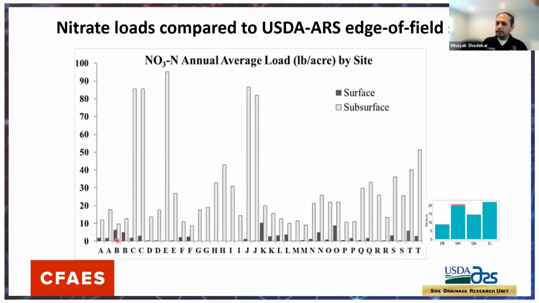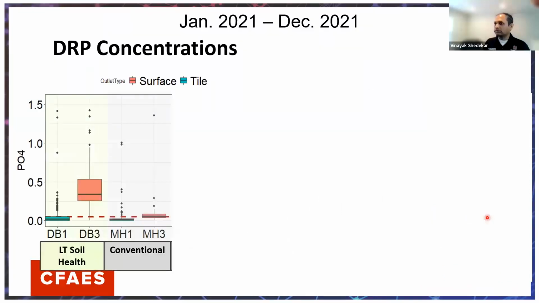So here are all those 40 fields that we were talking about for nitrate loss that they have observed as part of the edge of field network. The light bar is the subsurface drainage, and the dark is the surface runoff nitrate losses. And here is where our fields stand on that scale. In general, there are already lower nitrate losses, but DB and DM are the fields that have long-term soil health, and they tend to have much less nitrate loss compared to the conventional fields.